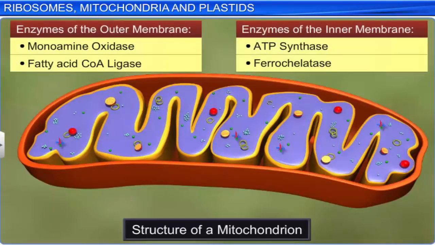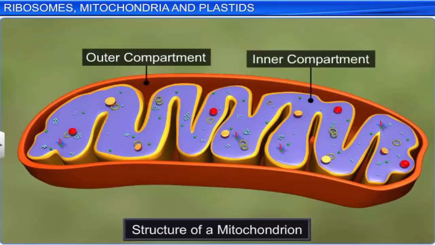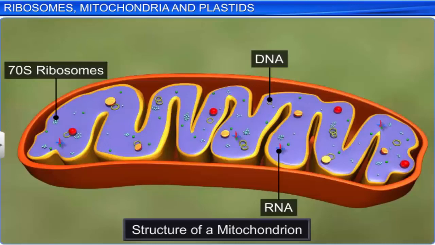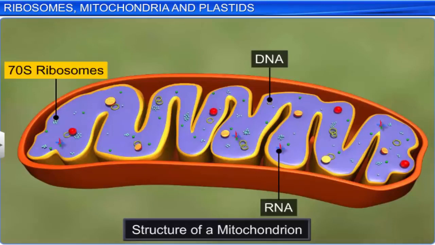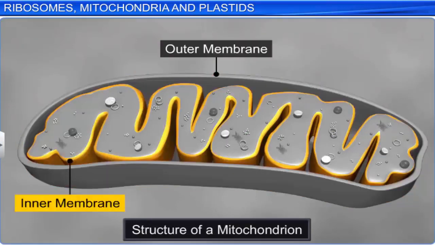The membranes divide the mitochondrial lumen into two aqueous compartments, the outer compartment and the inner compartment called the matrix, that contains a single circular DNA molecule, a few RNA molecules, 70S ribosomes, and the components required for the synthesis of proteins. While the outer membrane forms a continuous limiting boundary, the inner membrane folds towards the matrix to form infoldings called cristae. These cristae increase the surface area of the inner membrane of the mitochondria.